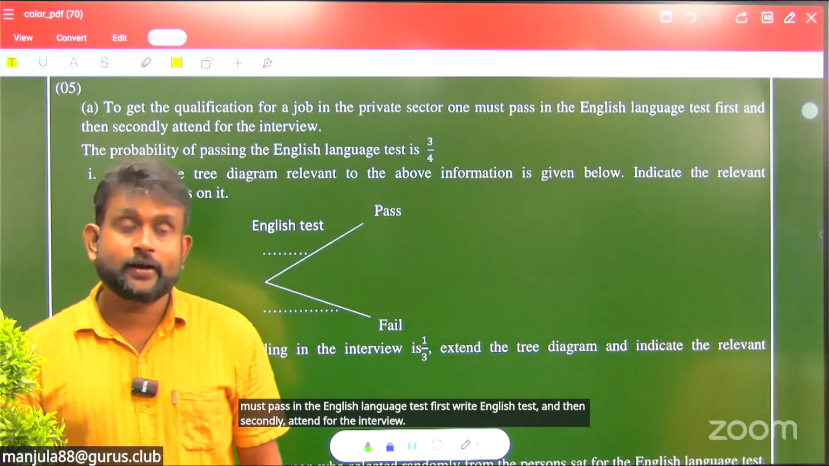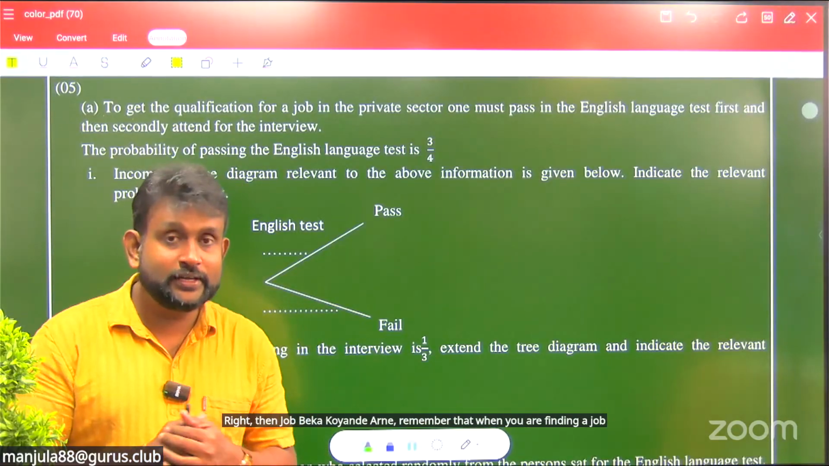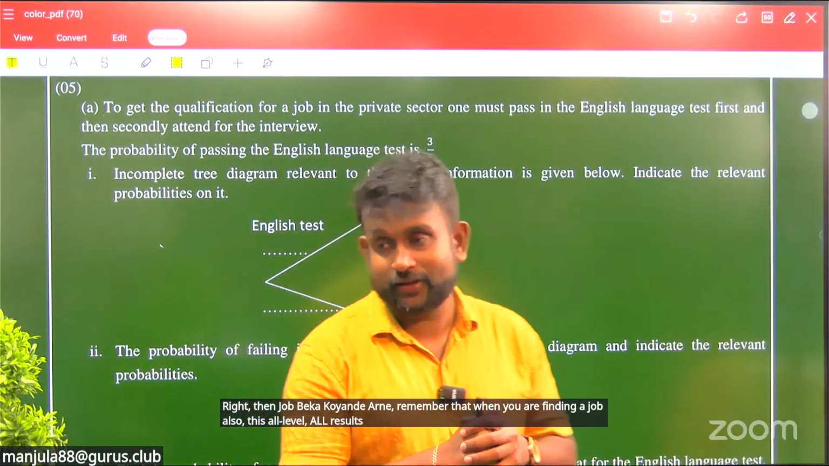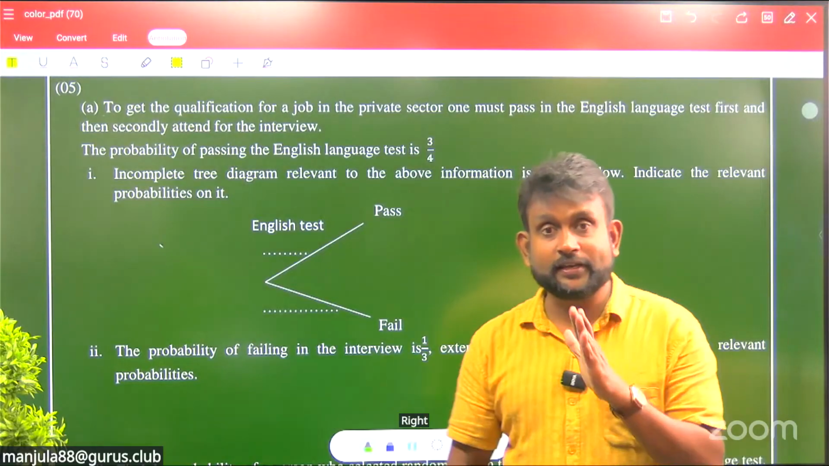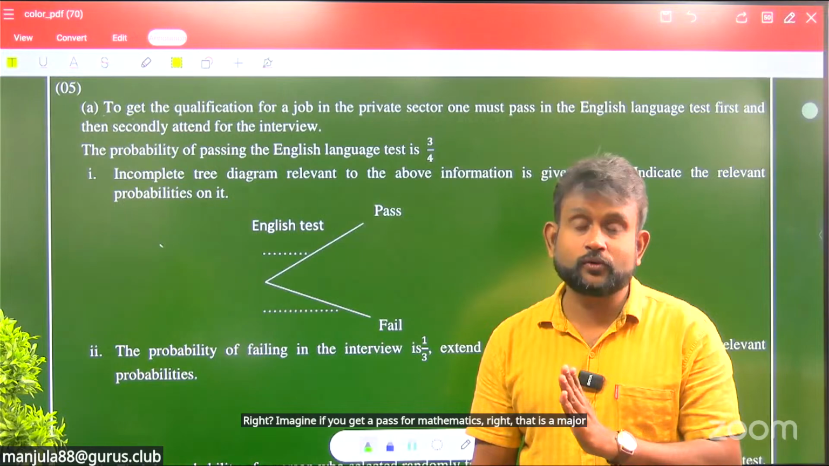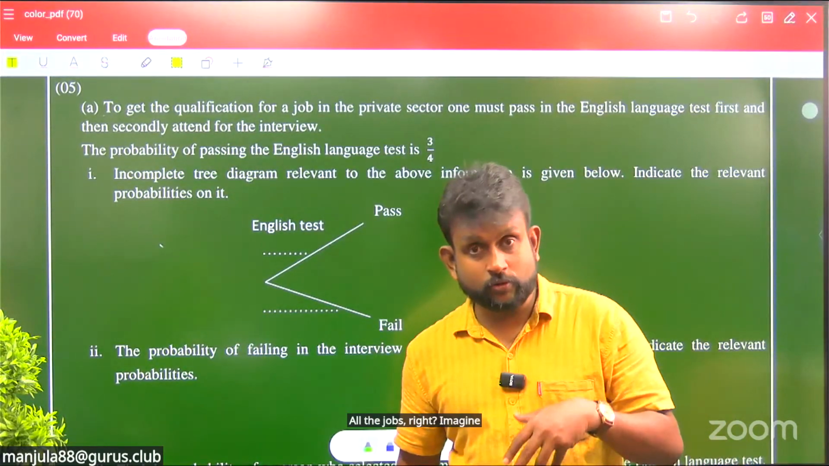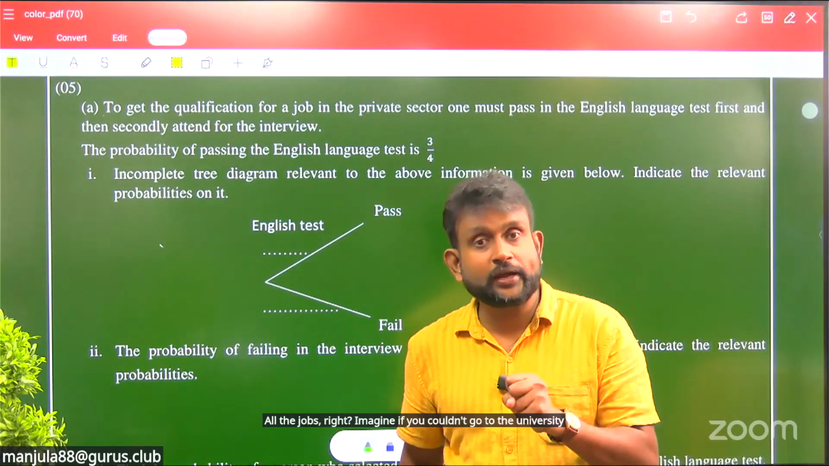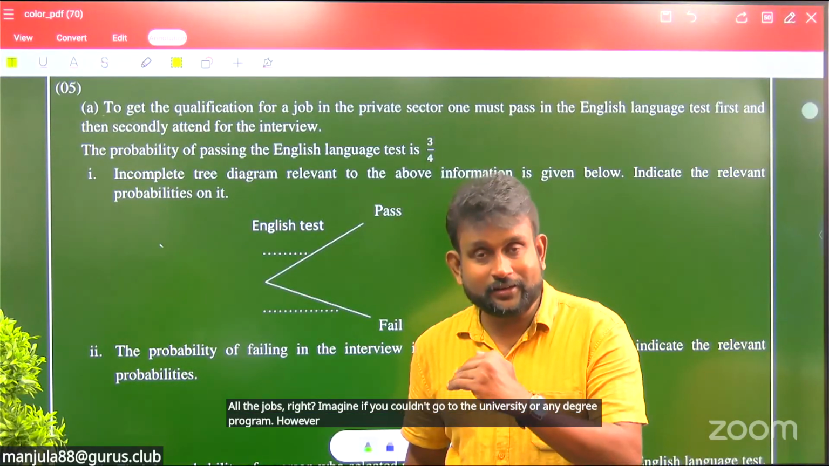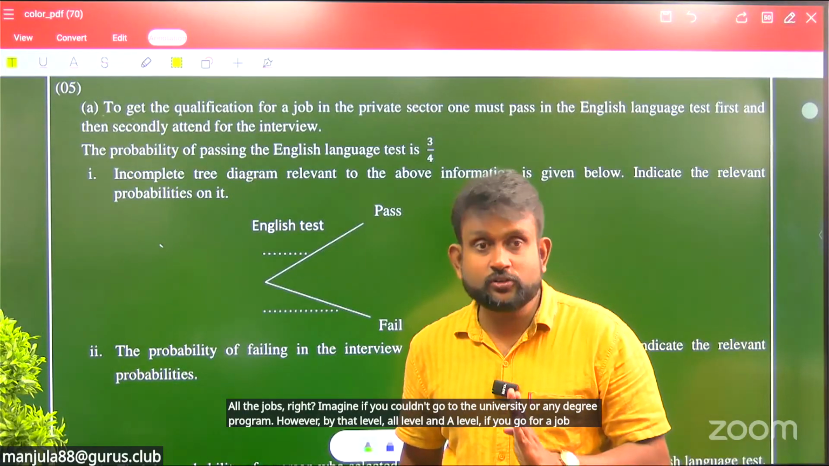Remember that when you are finding a job, your O level and A level results are very important. Imagine if you get an A pass for mathematics. That is a major advantage for all jobs. Imagine if you couldn't go to university or any degree program. However, with O level and A level results, if you go for a job, mostly the job seeks the math results.